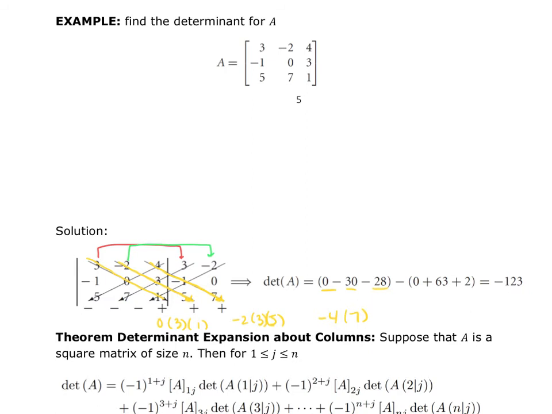Now I'm going to multiply down this way, and that's where I get the 0 from. I'm going to multiply down this way, which gives me the 63, and I'm going to multiply down this way, which gives me the 2. I'm going to add all of these together. They just happen to be negative. And then I'm going to add all of these together, and then I'm going to subtract those two numbers, and I get 123.